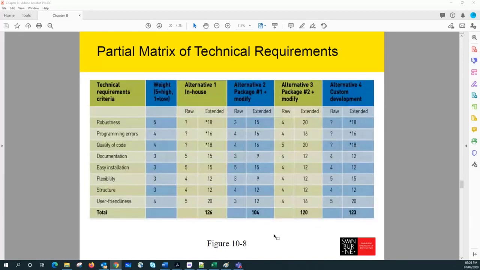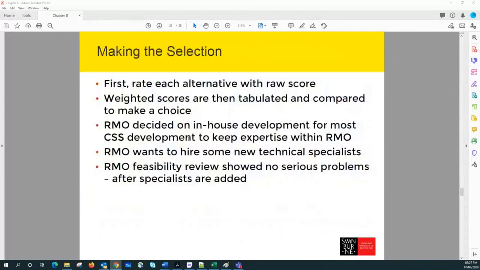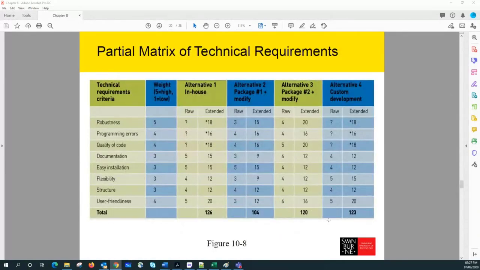Likewise, we can do the technical criteria as well: how well we can develop the code, documentation, ease of installation, flexibility, and so on. So we can rate the same thing, and similarly calculate the row score or extended score values for each of them. Finally, we can take the grand total, adding technical requirement, functional requirement, and general requirement, and take the grand total for each of these alternatives and find out what is the best one.